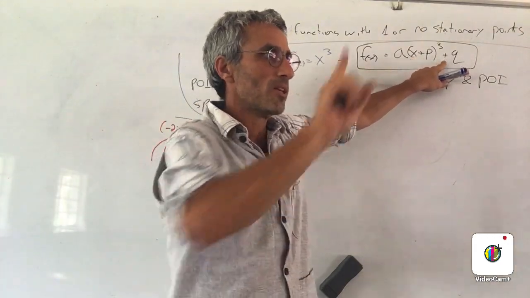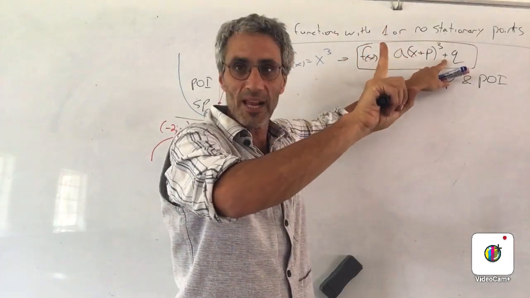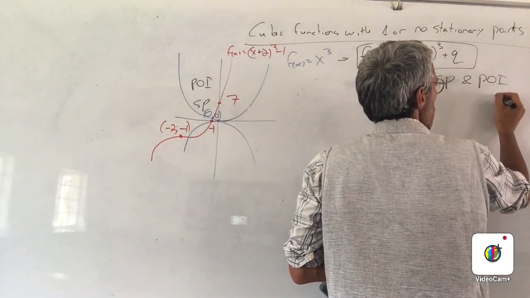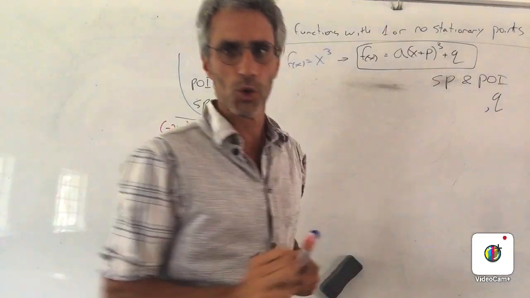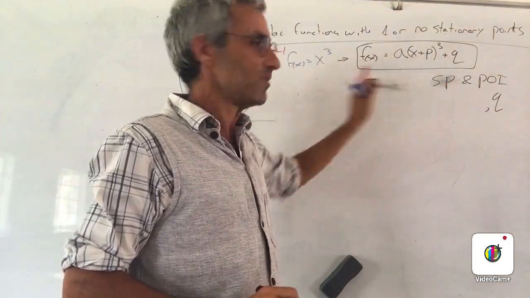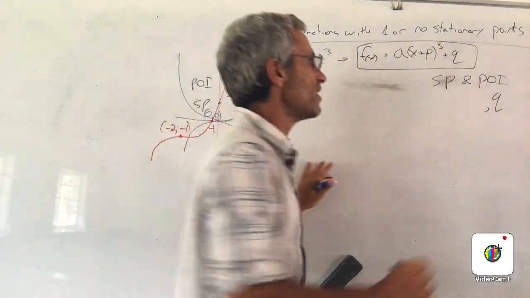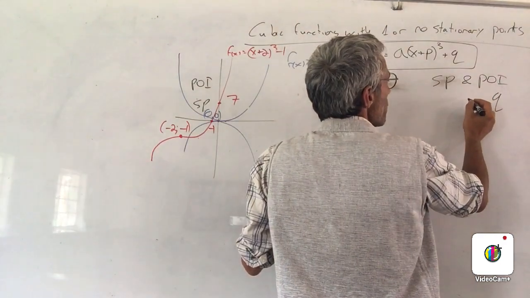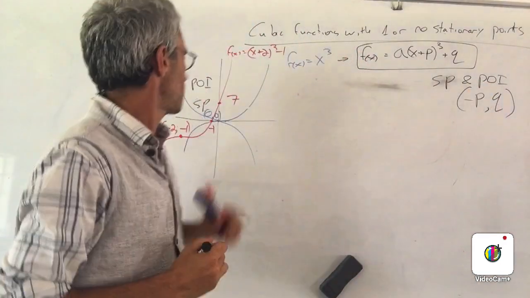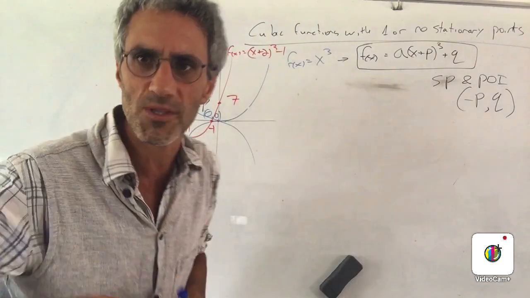Plus Q, that means, just a second guys, wait for me. So the plus Q means this whole thing moved up. So the point of inflection, the y value is going to be plus Q. The x value, this thing shifted to the left. If P is positive, it's shifted to the left. If P is negative, it's shifted to the right. So the new x will be minus P. That's going to be the point of inflection and stationary point. I'll pause here for a second.